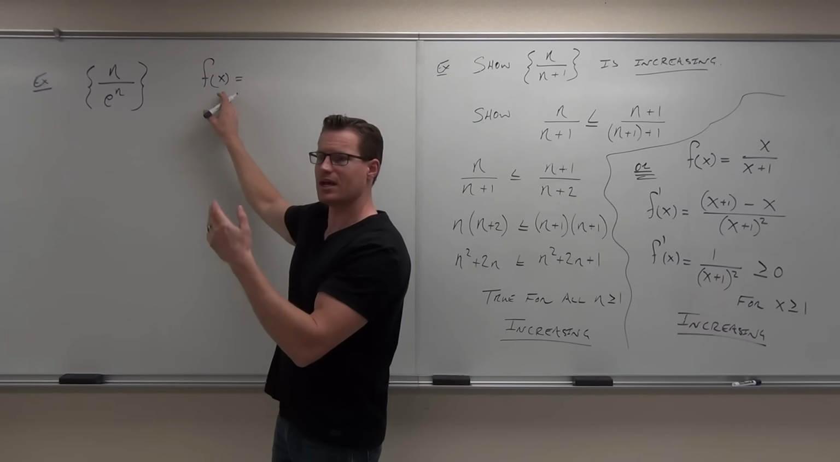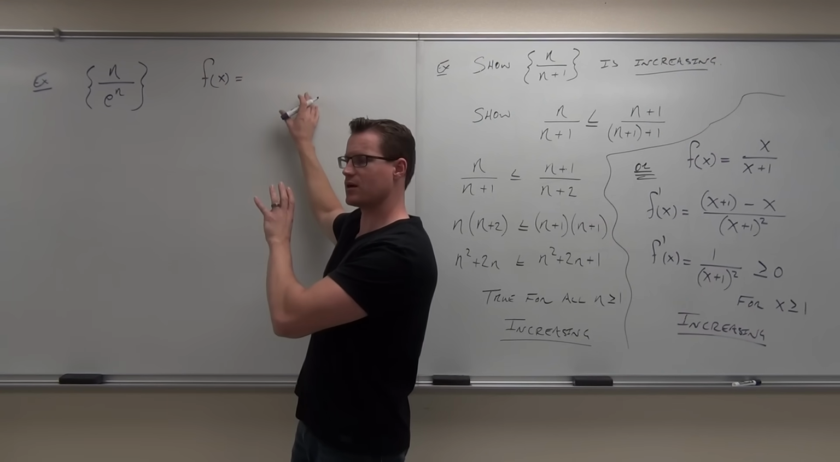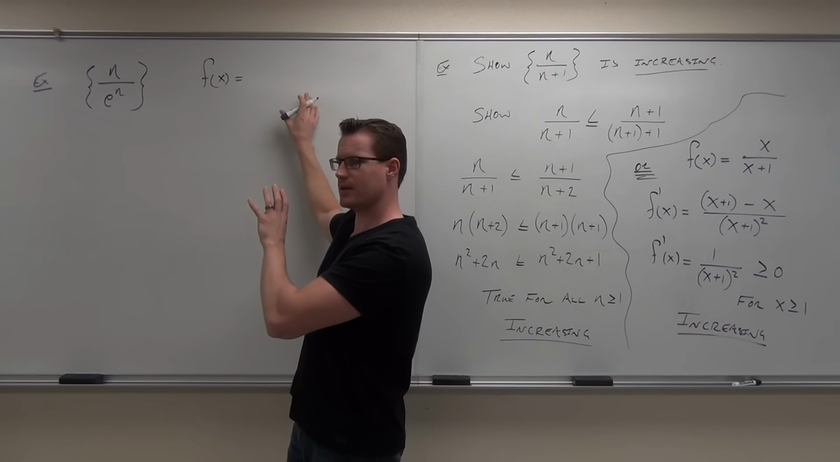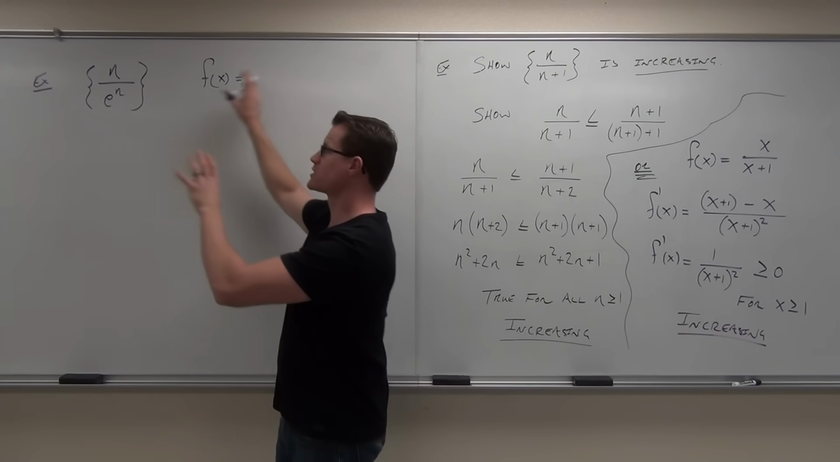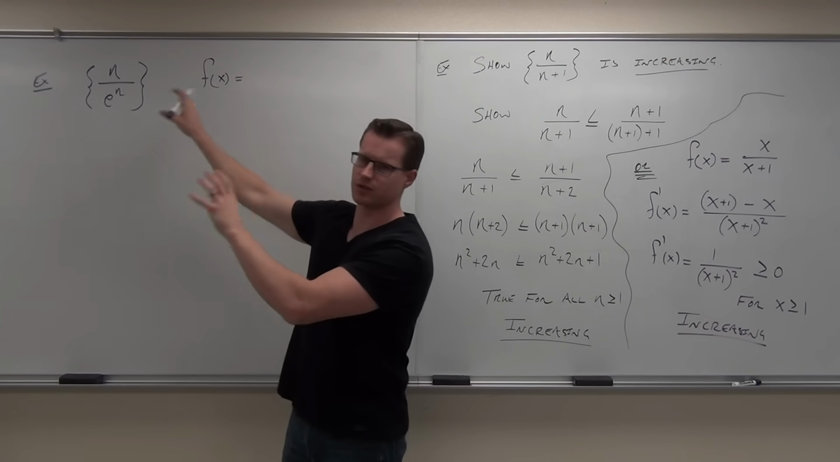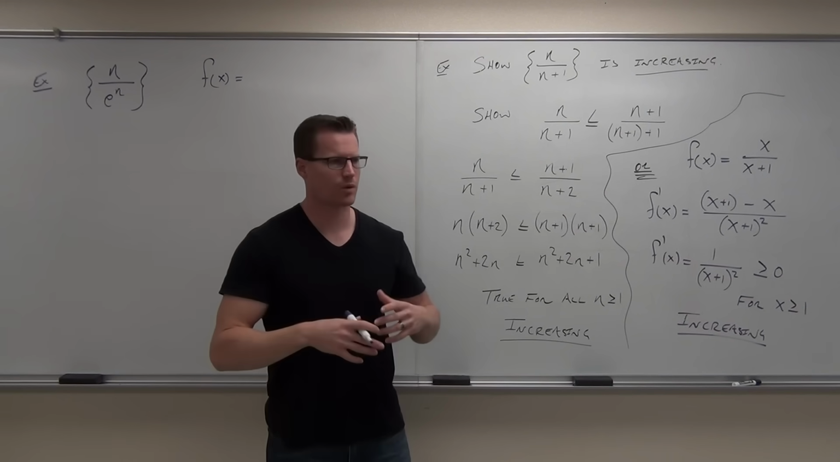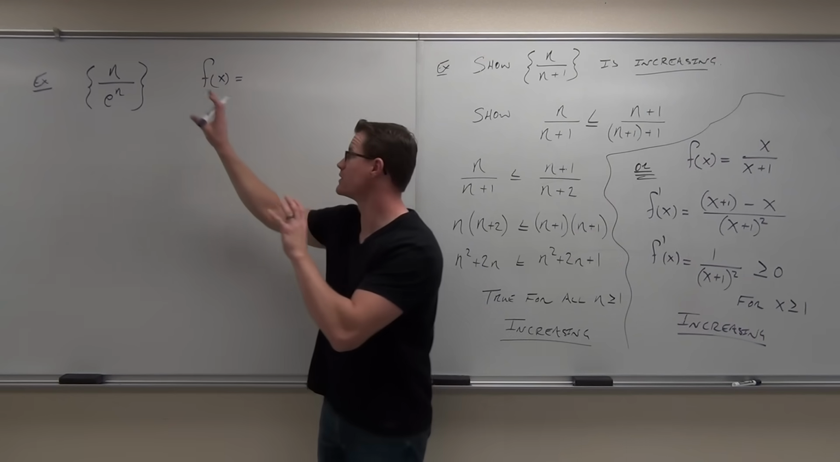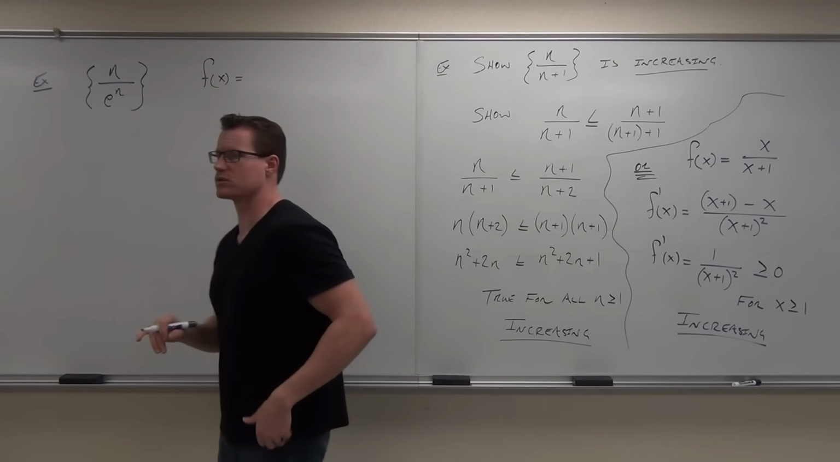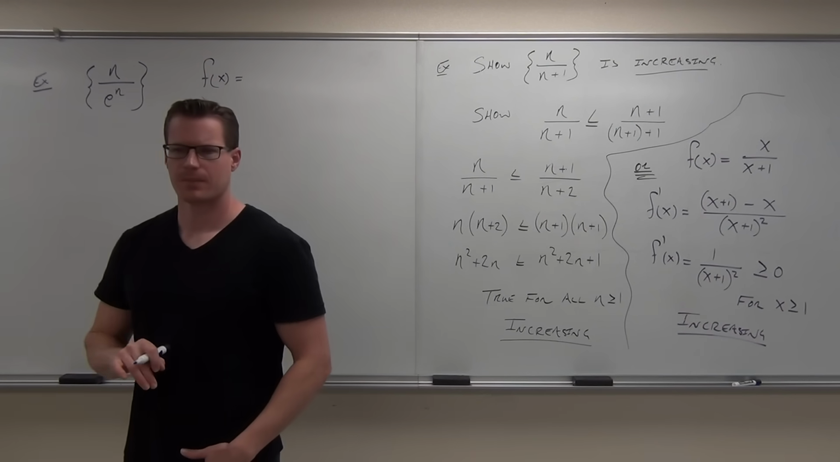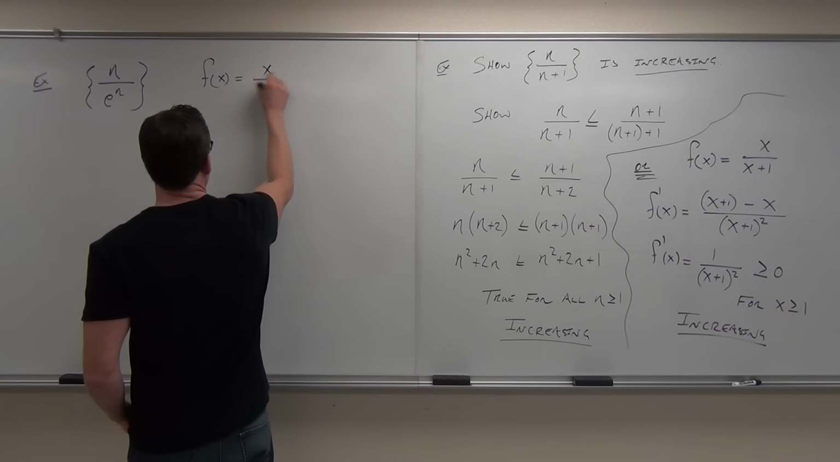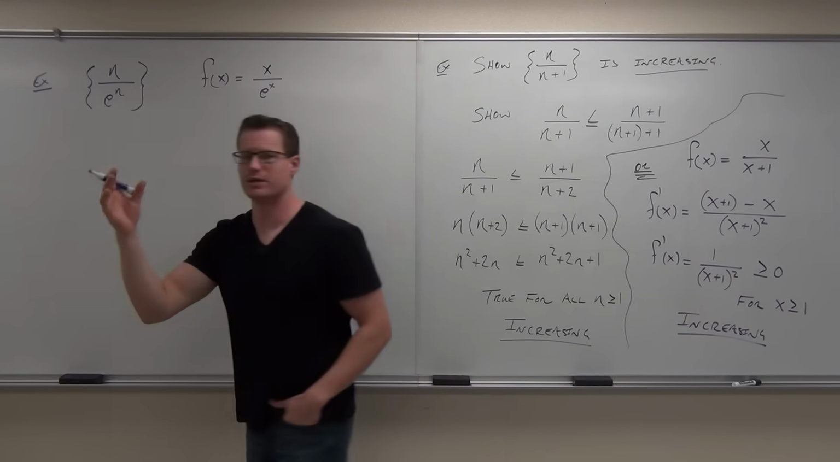If that's the case, if our function is continuous and our function is always increasing or decreasing, then our sequence is so as well. But we can't call it in terms of n. It's not the same thing. So we are making a function in terms of x, just basing it on the sequence. What would a function in terms of x look like? Can you tell me? X over e to the x. Okay, very good.